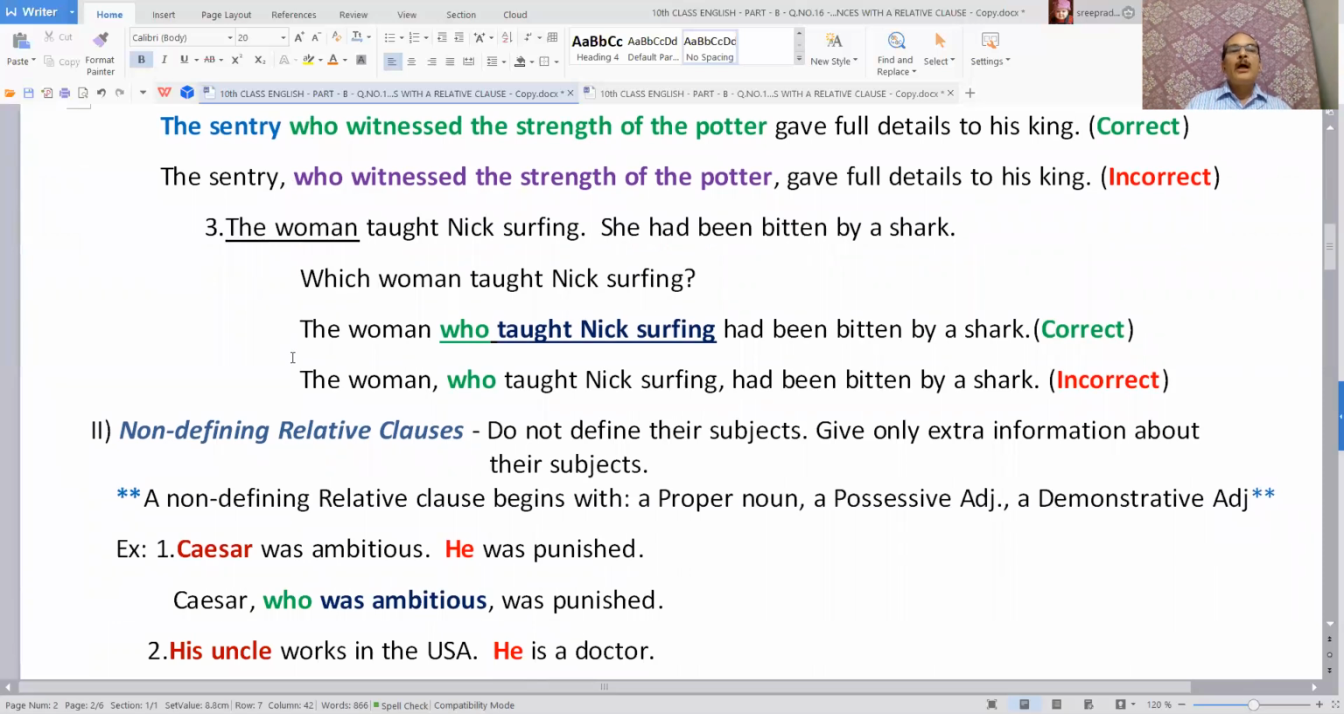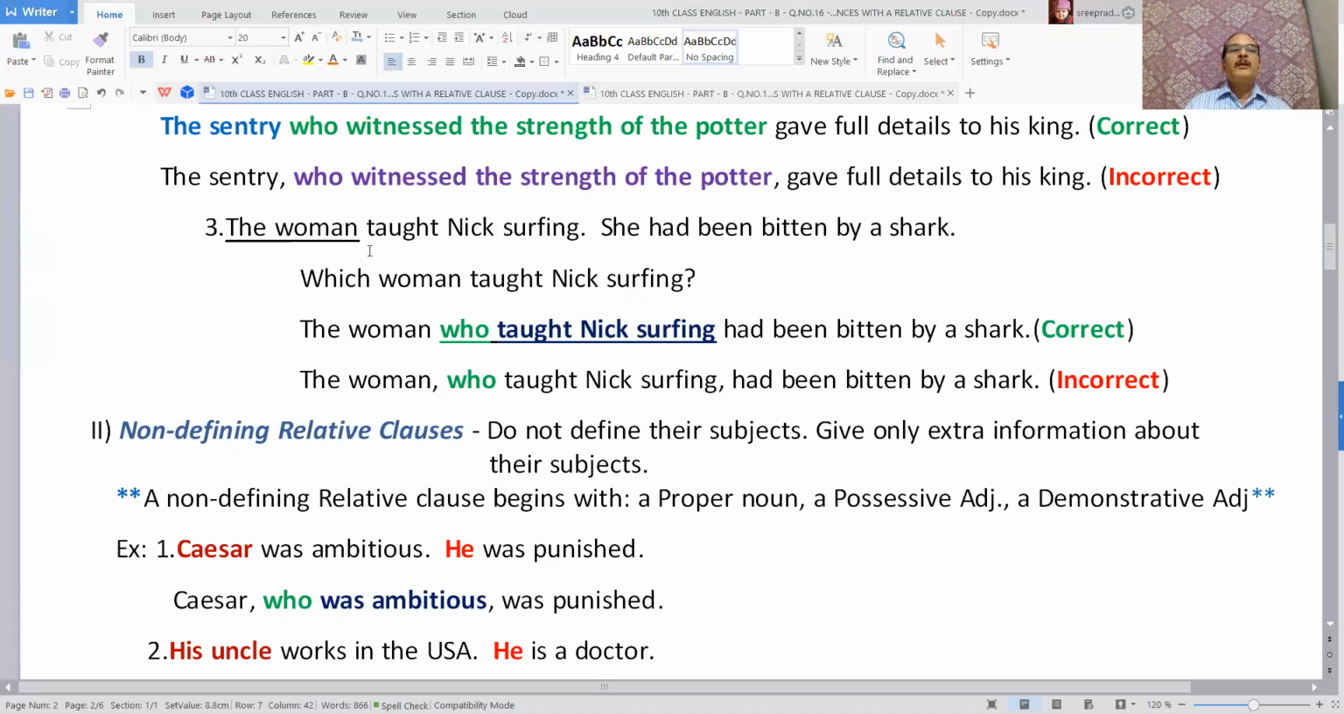The woman taught Nick surfing. The woman is the subject. She had been bitten by a shark. So the woman taught Nick surfing. She had been bitten by a shark. Which woman taught Nick surfing? The question arises. If I say it like this, the question arises: which woman taught Nick surfing?